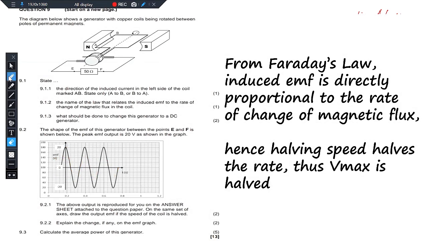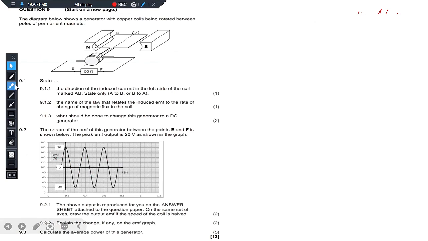9.3. We know that we have to expect at least one calculation question, but at most two. So there's just one or two calculation questions when it comes to this topic, and we take everything on this topic; it's 100%. Then 9.3, calculate the average power of this generator for 5 marks. When you see 5 marks, you already know that you have two unknown variables, which might lead you to using two formulas. That's what you keep in your mind.